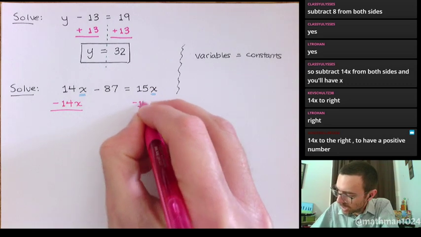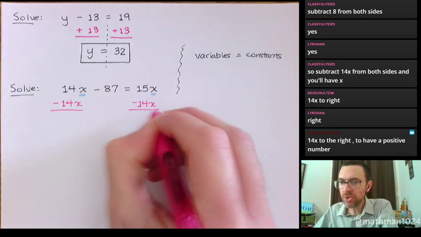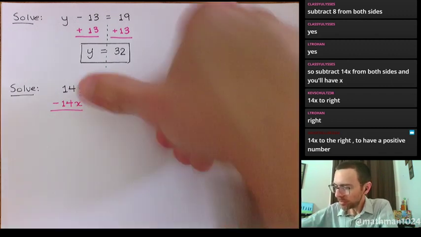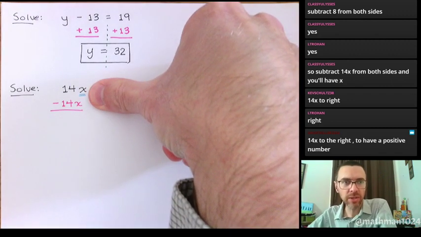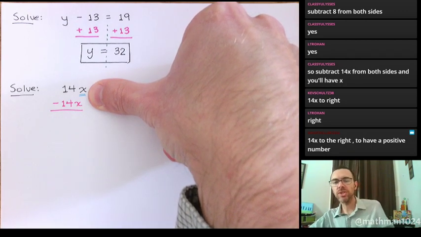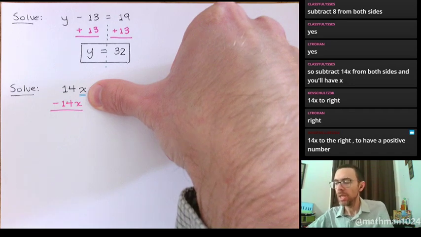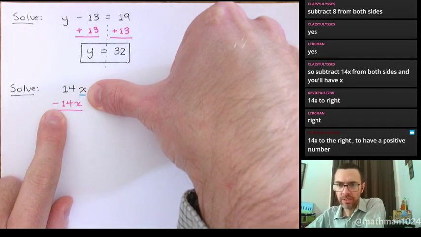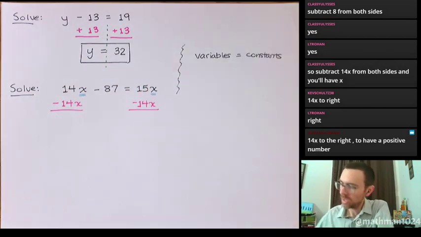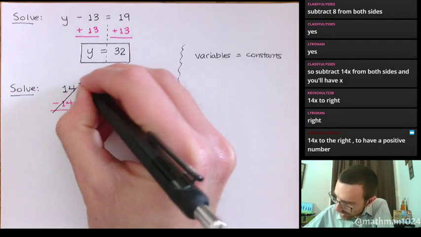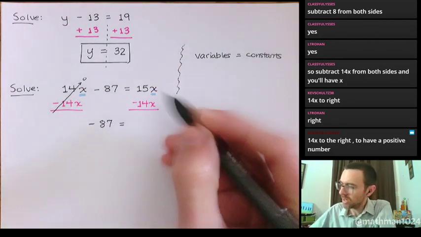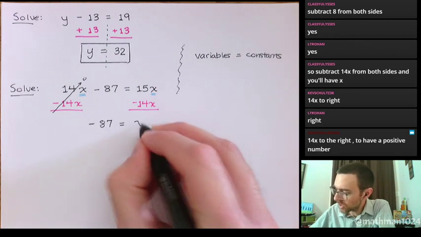So minus 14x on both sides. Make sure that what you do is actually going to work out. If I look at this, 14x minus 14x is going to give us 0, which is what we want. Okay? Don't say plus 14, because you want these guys to become 0x. So these guys become 0. So now I have negative 87, and on the right side, 15x minus 14x is just 1x.